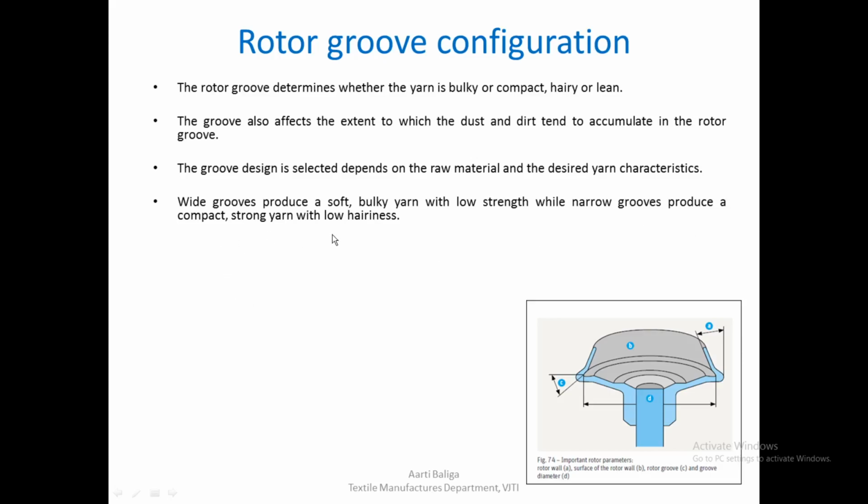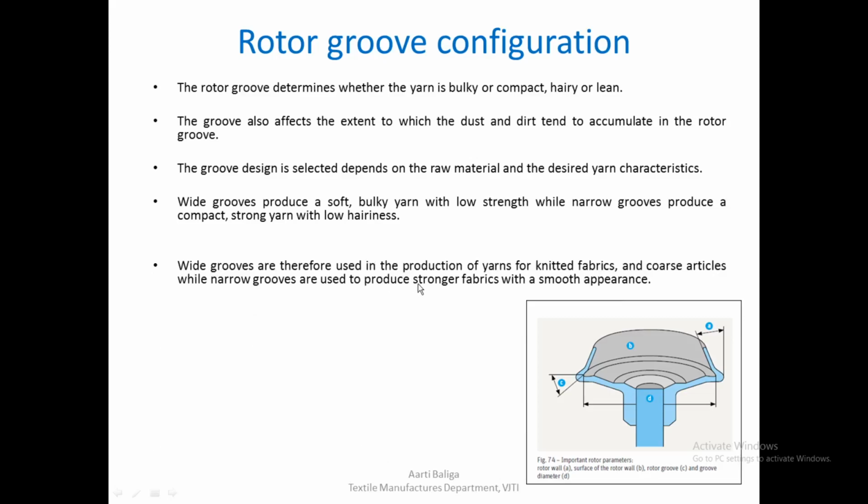yarn with low hairiness. Wide grooves are therefore used in the production of yarns for knitted fabrics and coarse articles, while narrow grooves are used for producing stronger fabrics with a smooth appearance. Also, another parameter that you see here is this D, which is the diameter of the rotor.